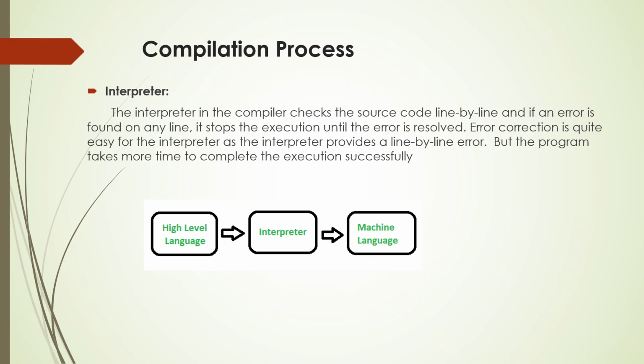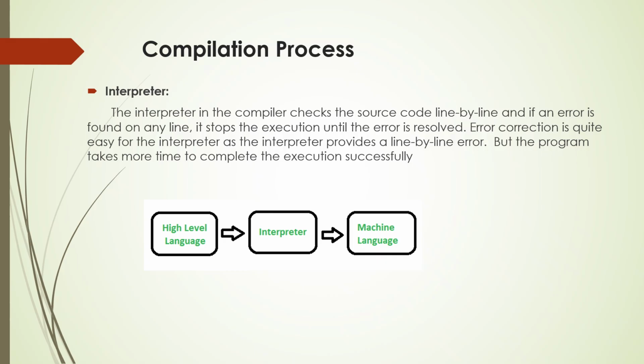But if an interpreter is used, it starts with the first statement. It translates the first statement into machine language and immediately executes it. Then it moves to the second statement, translates it and executes it. This process continues line by line until the program is finished. Now imagine that the interpreter reaches the fifth statement and finds an error. What will happen? The interpreter immediately stops execution. It displays the error message and waits for the programmer to correct the mistake. After correcting the error, the program must be executed again from the beginning.